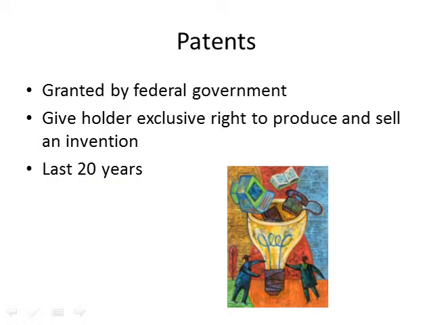Patents are federal government grants that give the holder the exclusive right for 20 years to produce and sell an invention. The invention may be the product or a process. For example, Sony compact disc players and the Dolby noise reduction process. Like any other asset, a patent may be purchased.